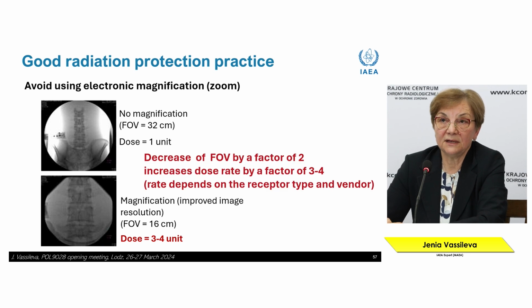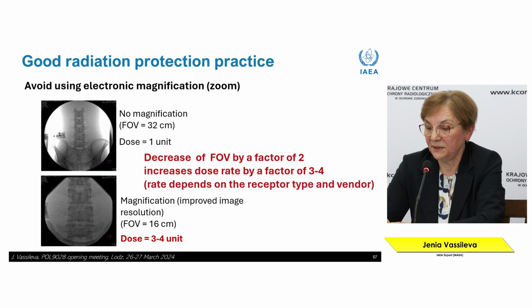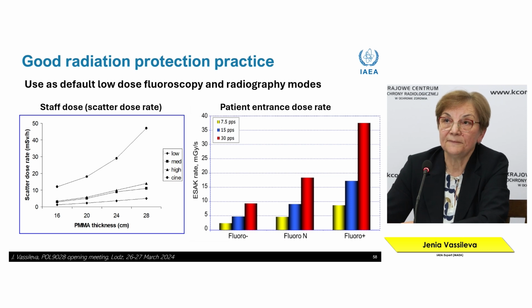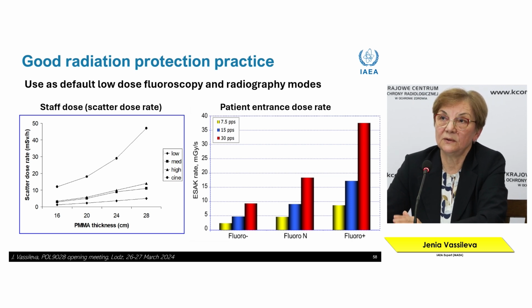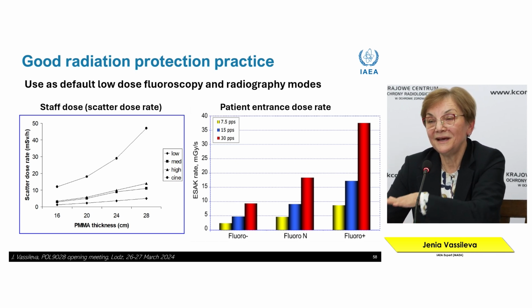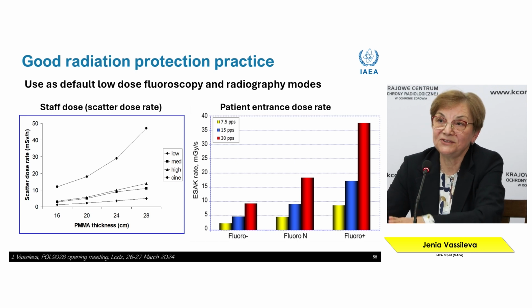Less use of magnification, because decreasing the field of view by a factor of 2 increases the dose rate by a factor of 3 to 4, depending on the receptor type and vendor. It should be known from the commissioning of the equipment. And whenever possible, use the default low-dose fluoroscopy and radiography modes to keep the patient entrance dose rate lowest, and having the lowest patient dose rate will help have the lowest scatter dose rate that reaches the operator.